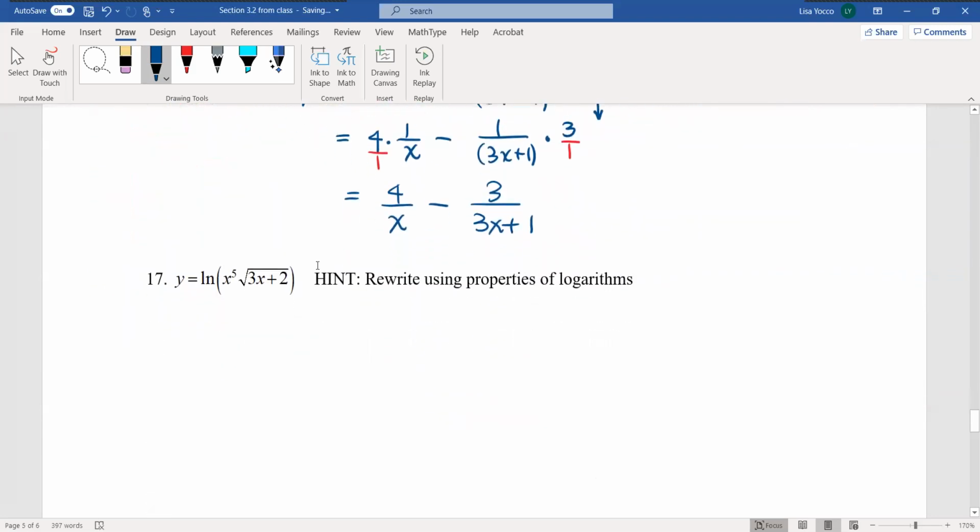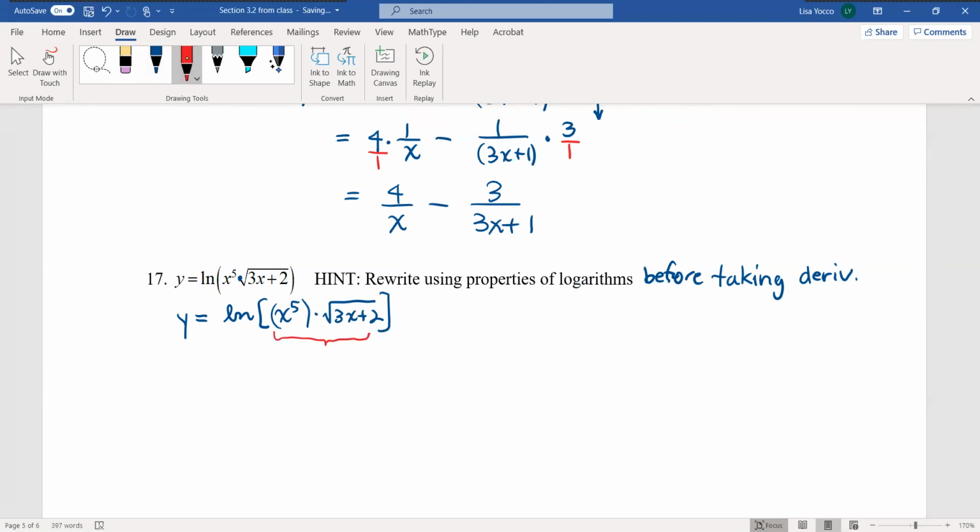Okay, here's another one that's similar. Again, it says hint: rewrite using properties of logarithms. And again, what I mean there is before taking the derivative, you definitely want to do that. So let me rewrite it. Inside the parentheses, make them brackets, I have x to the 5th times the square root of 3x plus 2.